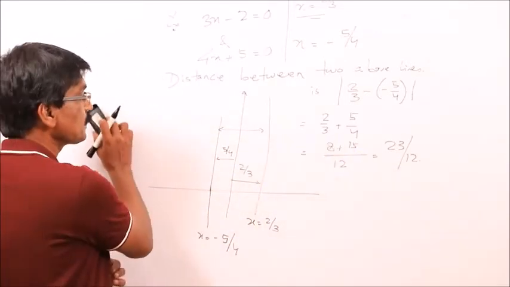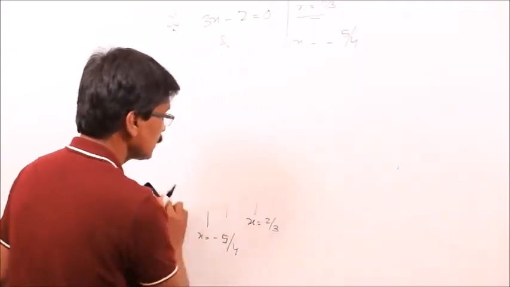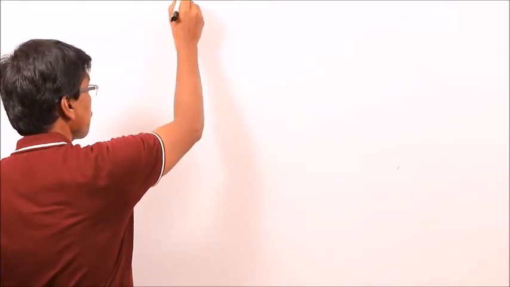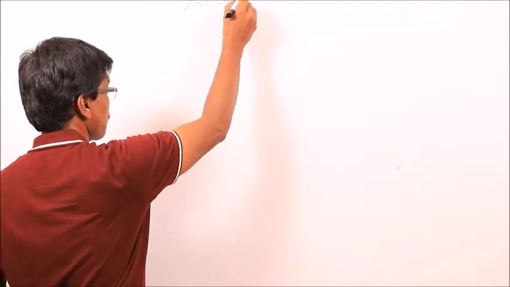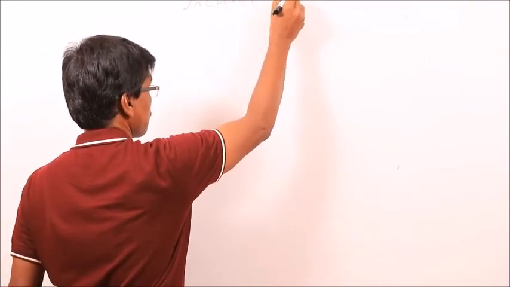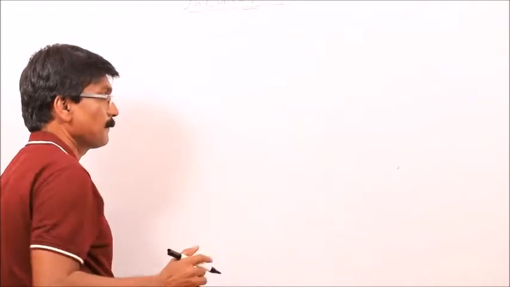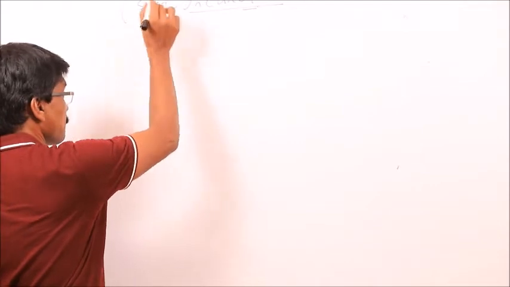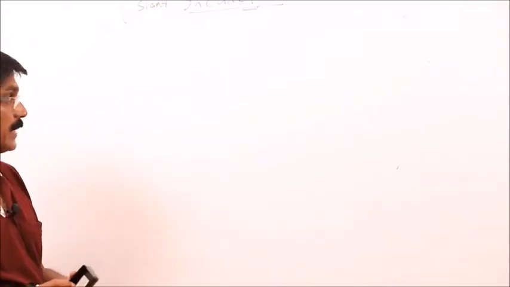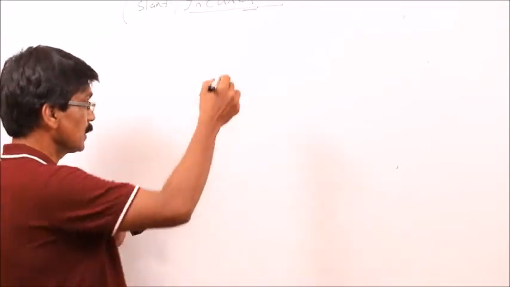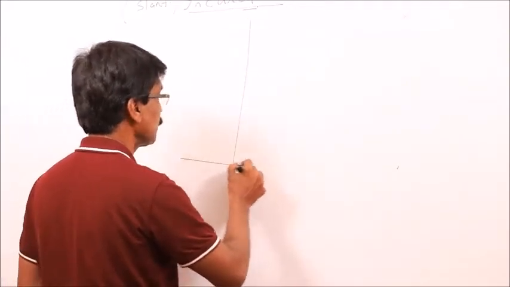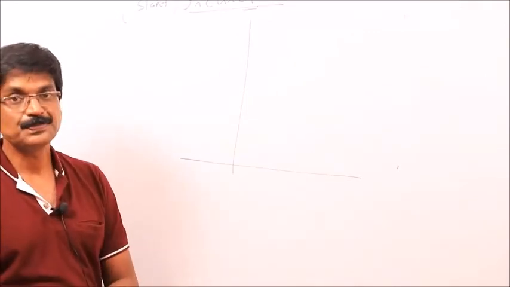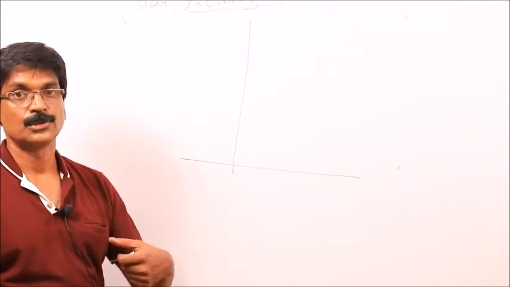Next, we will have inclined lines, or it is called a slant or inclined line. So, how do we draw a line? A line can be drawn through two given points.